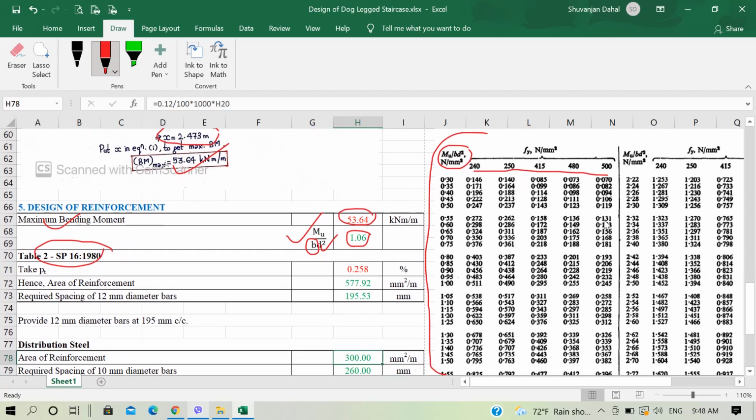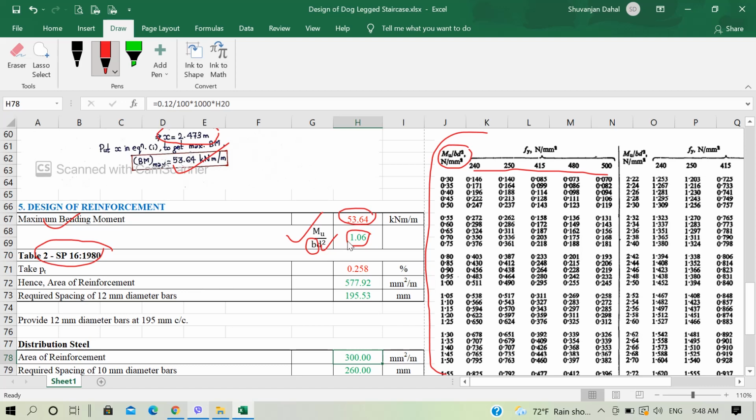So let's see that Mu by bd square, our value is 1.06. If you keep on looking down, you get this 1.05 value. Now you can either interpolate between this 1.05 and 1.10, and you can get a value in between. But for my own easiness, I have just assumed that 1.05 is almost equal to 1.06, and I have just taken the value corresponding to this 1.05 here.